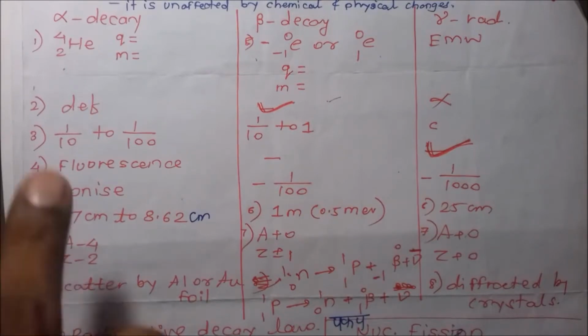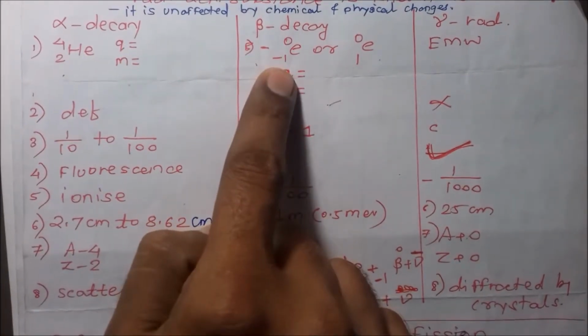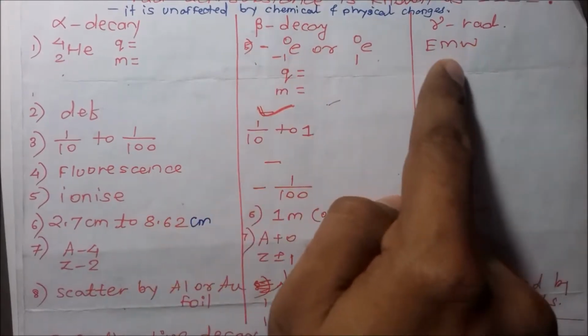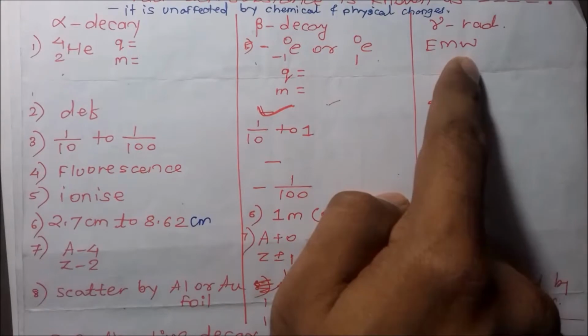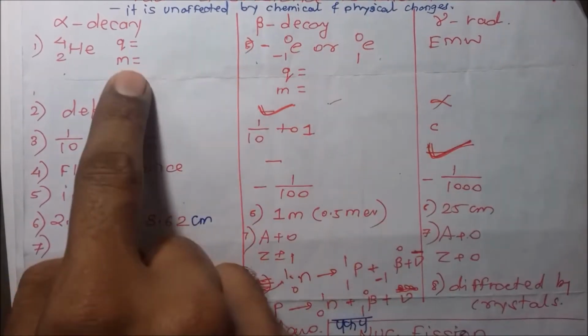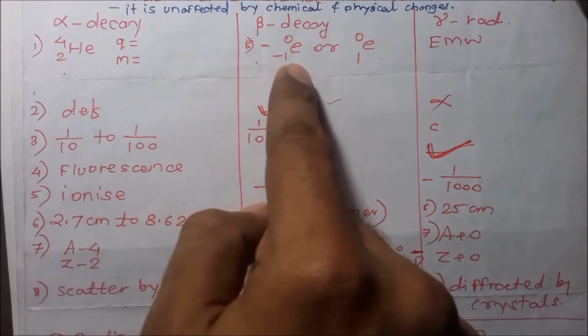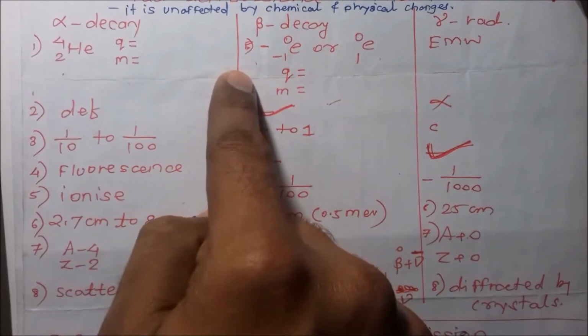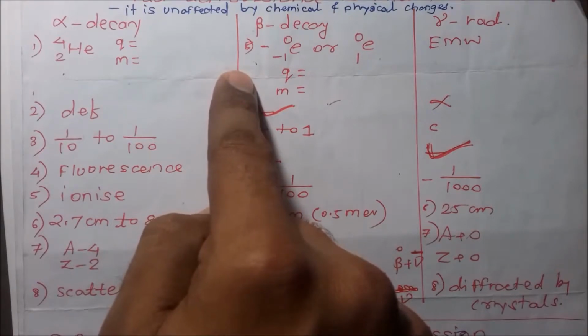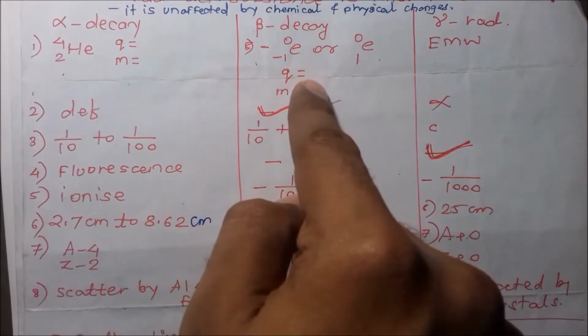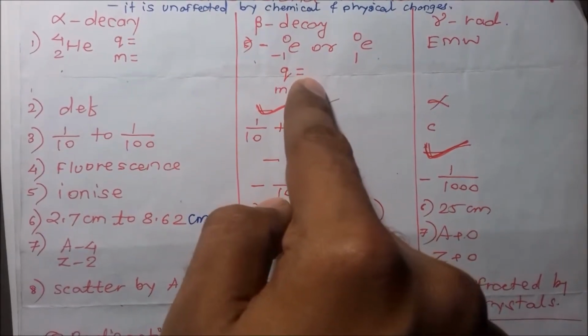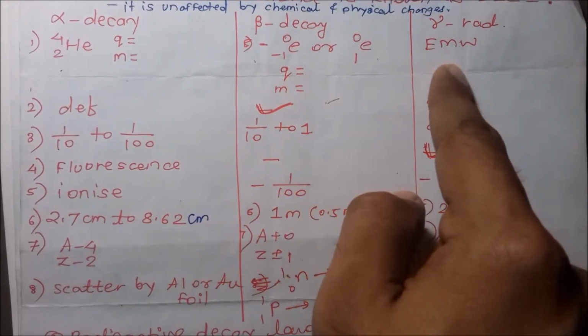Alpha particle is the nucleus of helium, beta particle is either electron or positron, and gamma ray means electromagnetic wave. Charge on helium nucleus is 3.2 times 10 raised to minus 19 coulomb and its mass is 4 AMU. Mass of electron or positron is 9.11 times 10 raised to minus 31 kg and charge is 1e, 1.6 times 10 raised to minus 19, plus on positron, minus on electron. Electromagnetic wave has no charge, no mass.